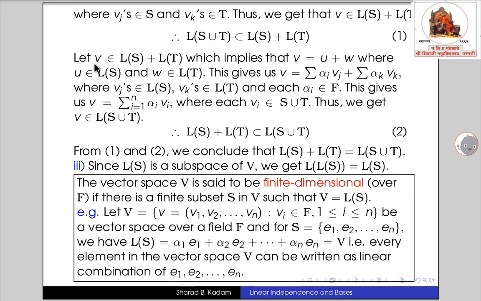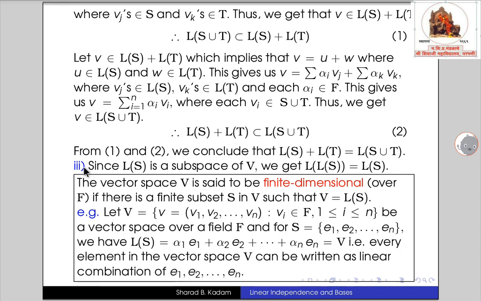So from this, we have taken V to be an arbitrary element in the linear span of S plus the linear span of T, and we have shown that V belongs to the linear span of S union T. That means the linear span of S plus the linear span of T is a subset of the linear span of S union T. So from 1 and 2 we conclude that the linear span of S plus the linear span of T is equal to the linear span of S union T.